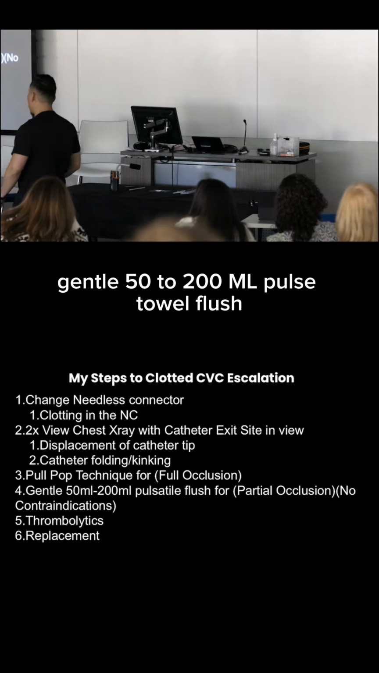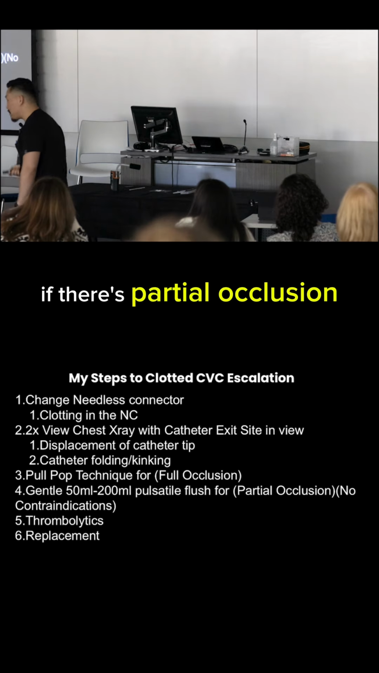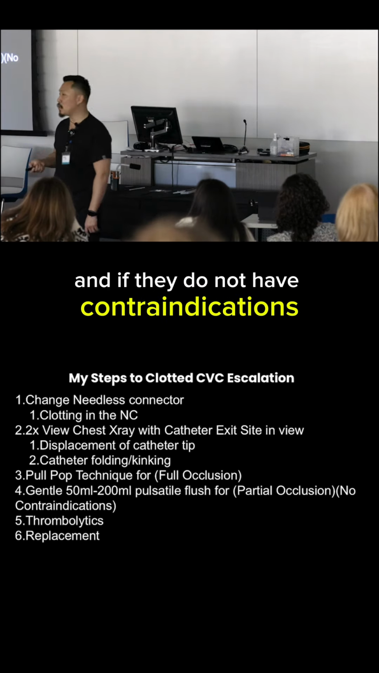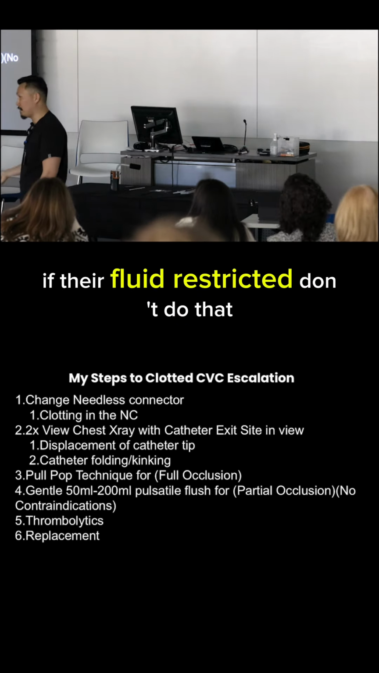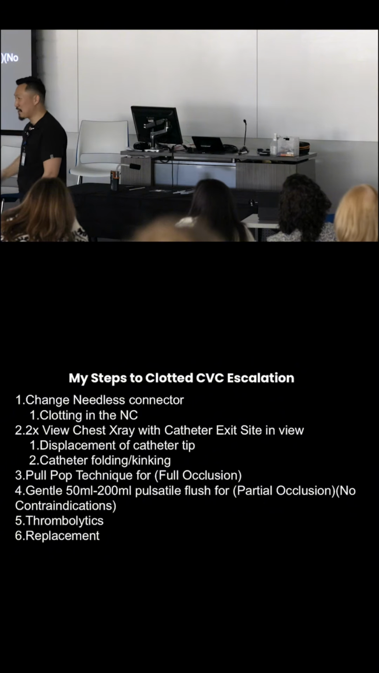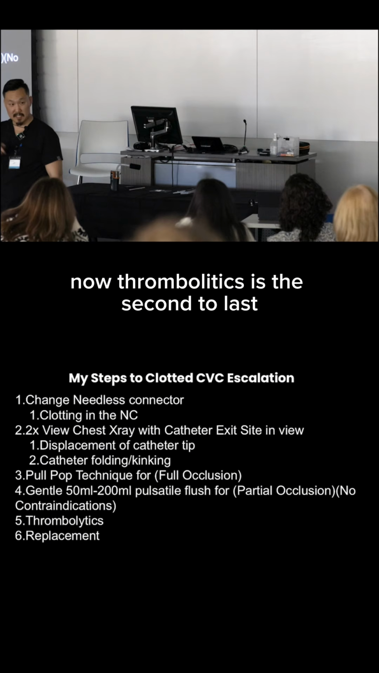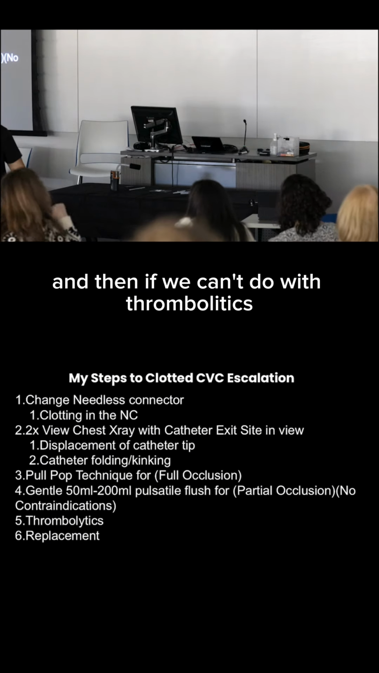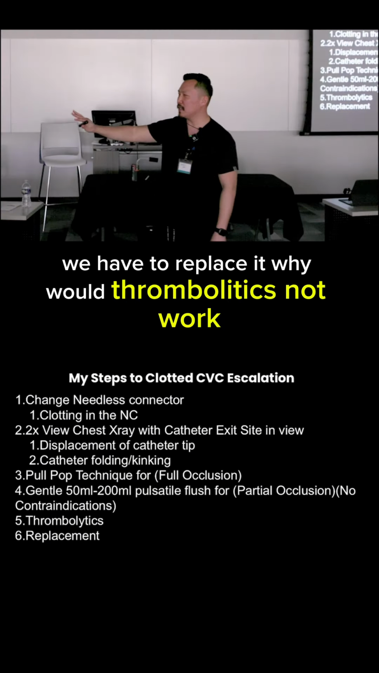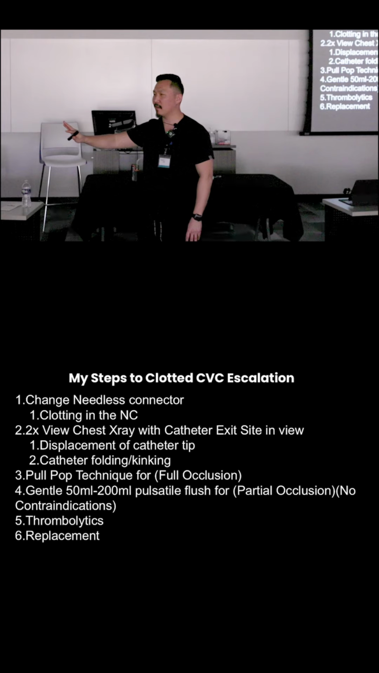Gentle 50 to 200 ml pulsatile flush if there's partial occlusion and if they do not have contraindications. If they're fluid restricted, don't do that. You're going to have to use thrombolytics, all right? Now, thrombolytics is the second to last, and then if we can't do it with thrombolytics, we have to replace it. Why would thrombolytics not work, do you think?